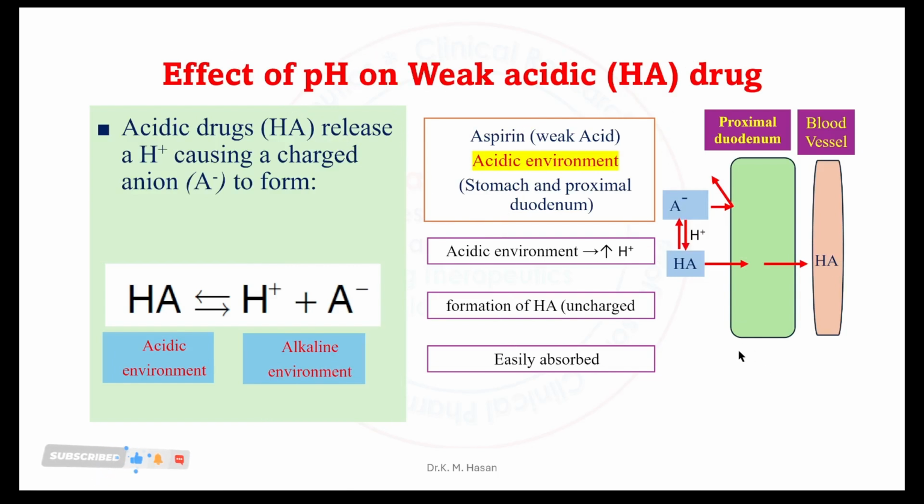Okay, this graph here, the last column on the right side: you can see the acidic drugs such as aspirin, a weak acid. When the weak acid binds the proton H, it becomes uncharged and is able to cross the biological membrane through the proximal duodenum and arrive at the blood vessels. However, when this weak acid loses its proton, the medication becomes charged. As you can see here, a charged medication is unable to cross the biological membrane, unable to be absorbed from the proximal duodenum. So the charged form is unable to be absorbed, and the uncharged form will be absorbed easily.